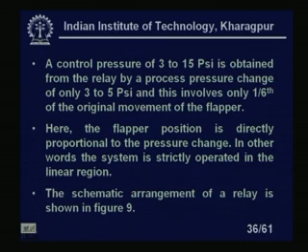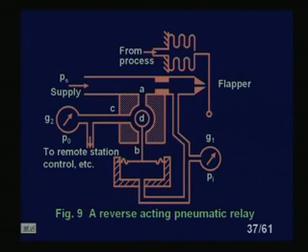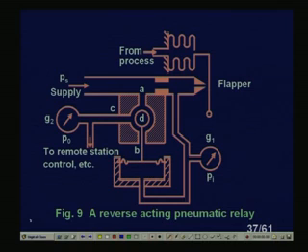The schematic shown is the relay. You see this is the relay position, and from the process there is a bellows, you can see here. If the pressure increases, this bellows will move in this direction. Because this is the fixed end of the bellows, the flapper will move horizontally in this direction. If it moves, then what will happen? You see that more air will leak out.